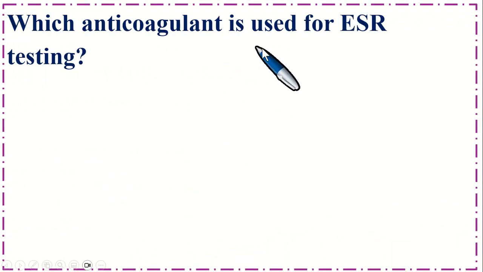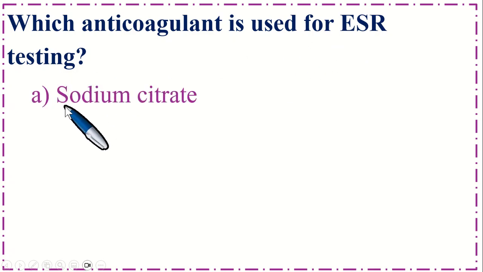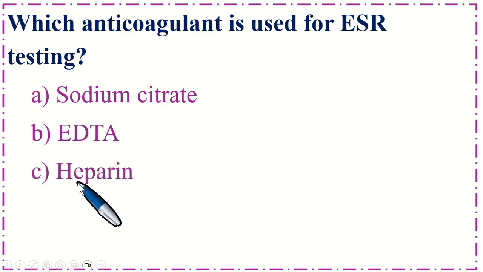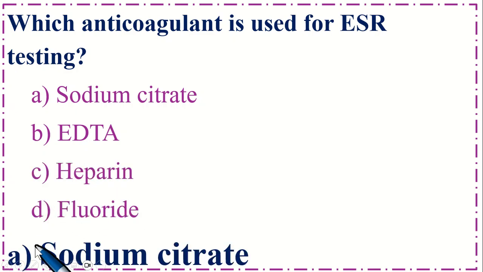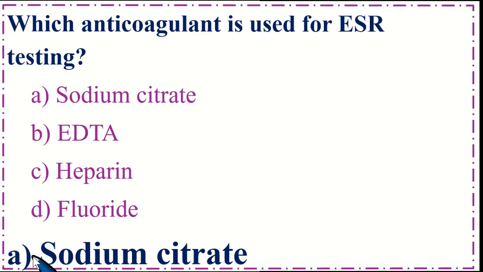Which anticoagulant is used for ESR testing? Option A, sodium citrate, B, EDTA, C, heparin, and option D, fluoride. So the correct option is A, sodium citrate.